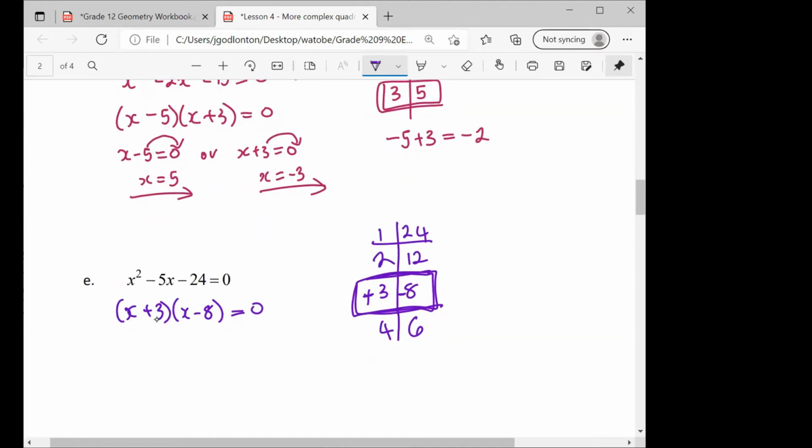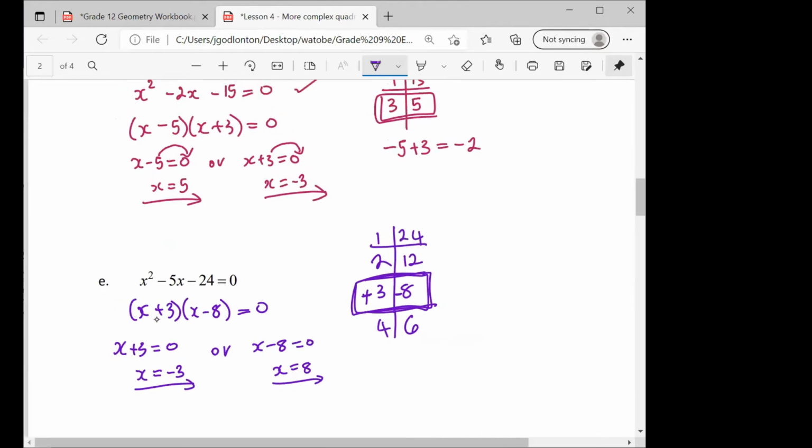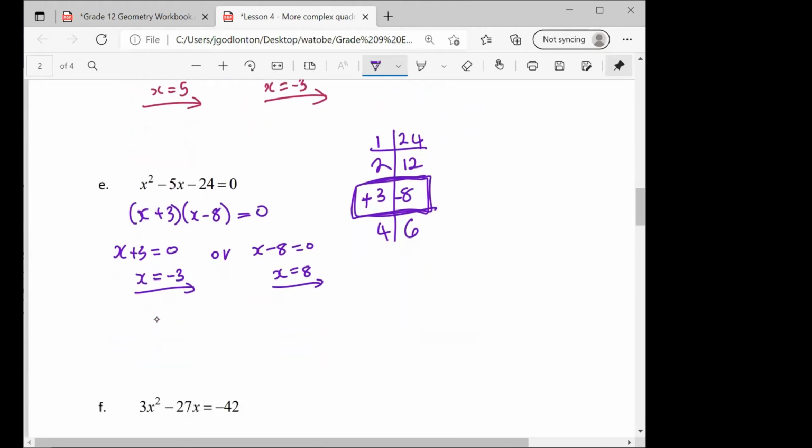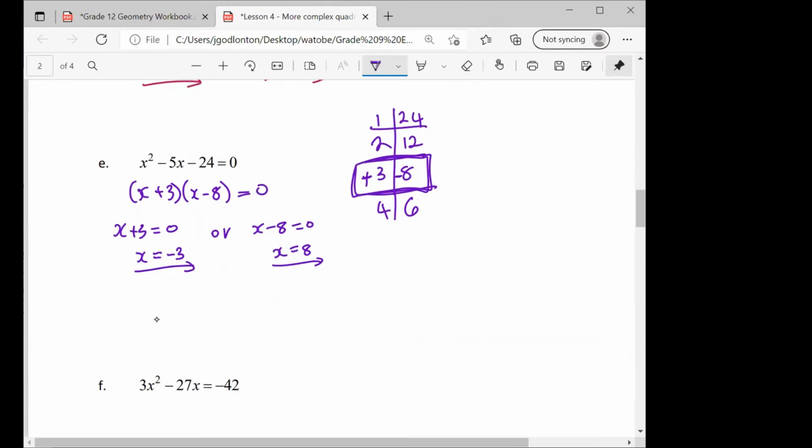That's fine. Okay. And then I'm going to say x plus 3 is equal to 0, which means x is negative 3, or x minus 8 is equal to 0, which means x would be equal to 8. So well done to my answers in the chat. Nice job. Okay. So we're just going to do one more.